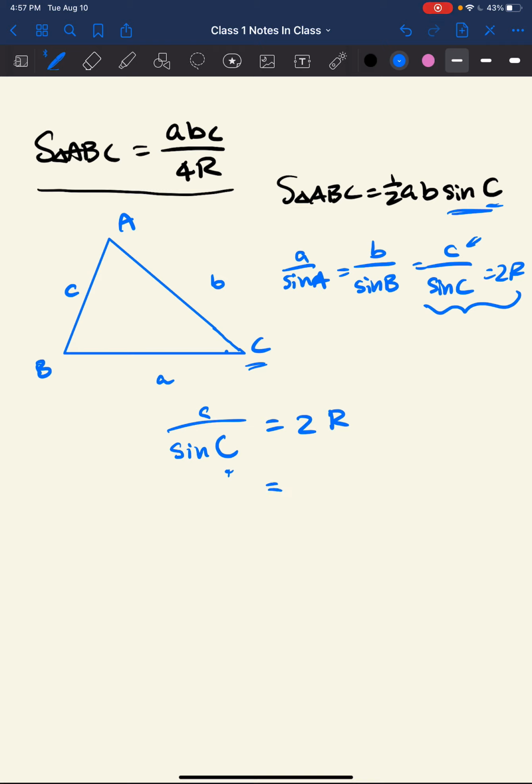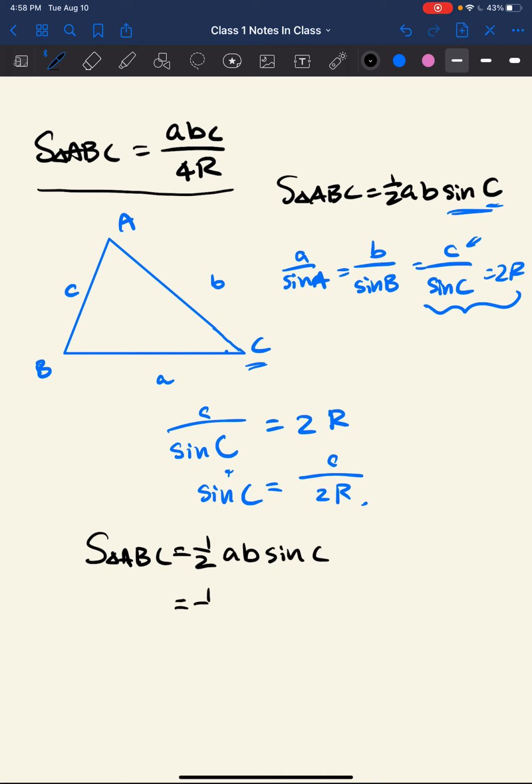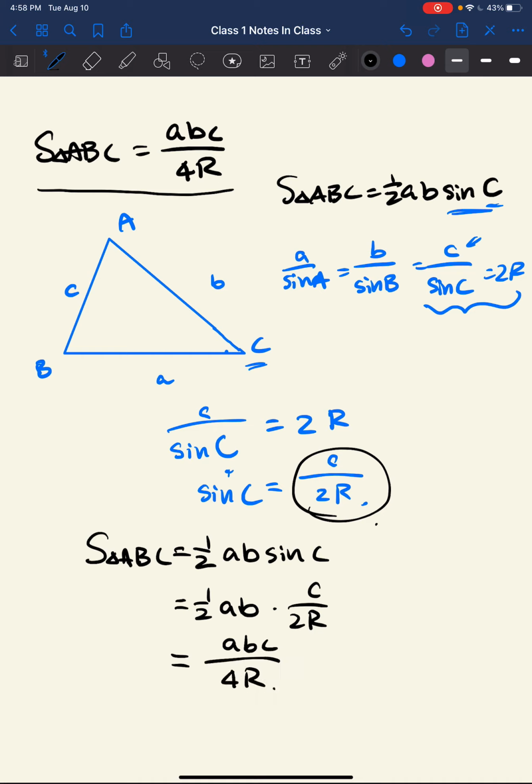Sine C should equal the small c over 2R. Therefore, this formula S triangle ABC equals half AB sine C, which equals half AB times c over 2R. So ABC over 4R. So that's our fifth way to find the area of the triangle.